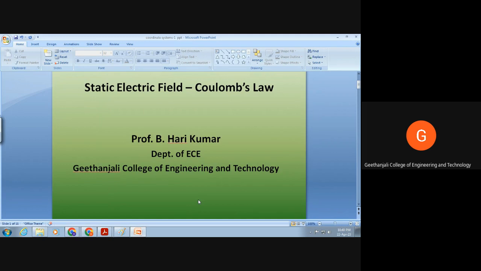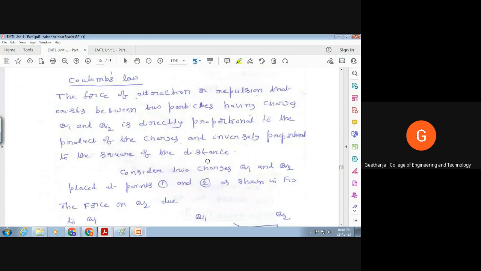In today's class, we are going to discuss the static electric field. Under that, the first topic is Coulomb's force law. Coulomb's force law provides us the amount of attraction or repulsion that exists between two particles having charges Q1 and Q2.